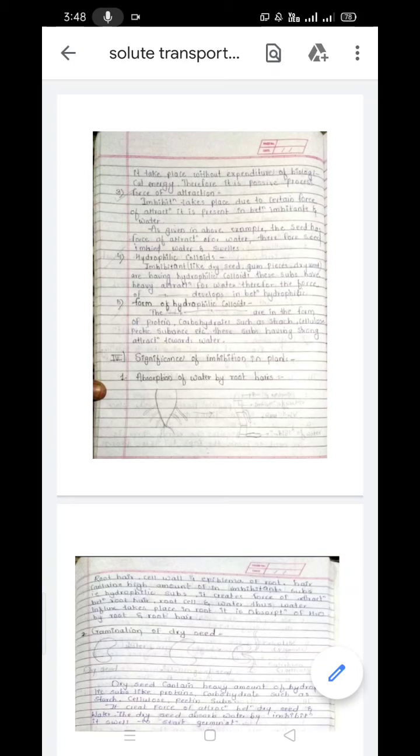Then about the significance of imbibition. In that, first significance is regarding the absorption of water by the root hairs. So these root hairs, cell wall, then epiblema of roots contain a high amount of hydrophilic substances. So these hydrophilic substances having strong force of attraction towards the water can absorb the water and they will swell up or imbibe.